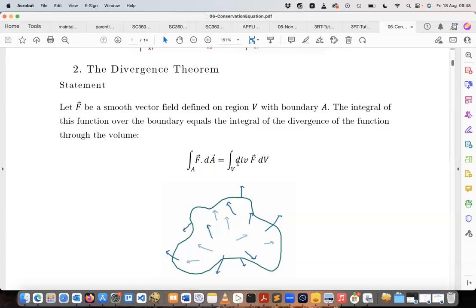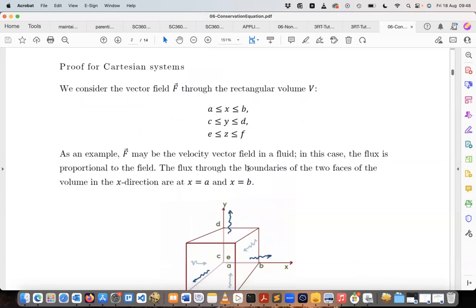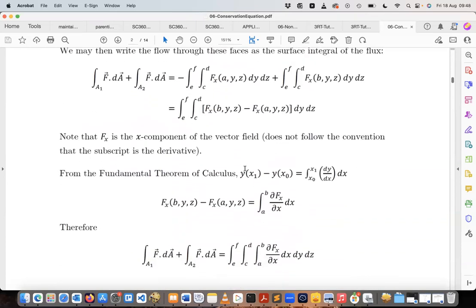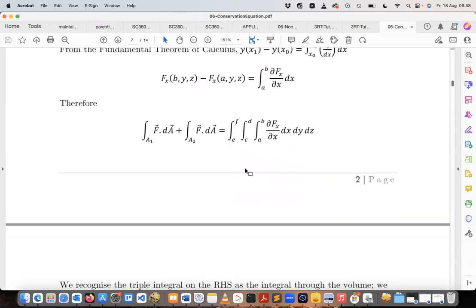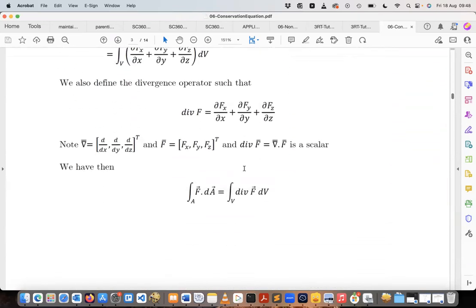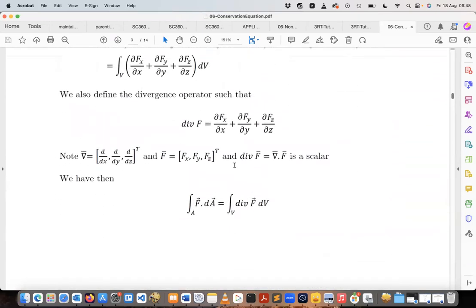The only unknown here is this div, right? What is the divergence? So the divergence is defined as the derivative in all directions. I'm just skipping ahead to that. So here we go.